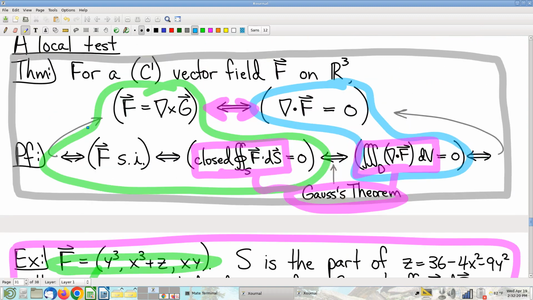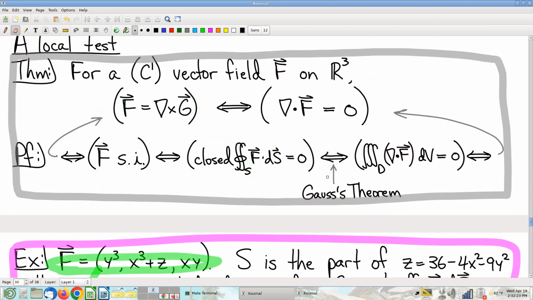Or maybe more likely tomorrow. But this theorem right here kind of gives it away. If I compute the divergence and if I get 0, then boom, I know I have a surface independent vector field. That gives me lots of options. That opens a lot of doors and could be really useful.